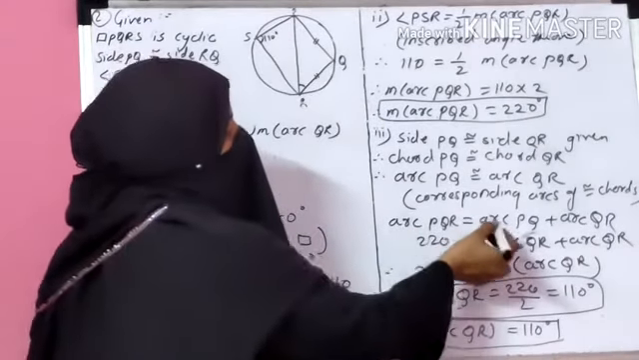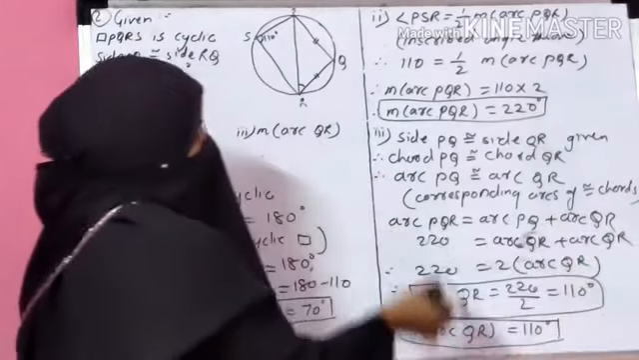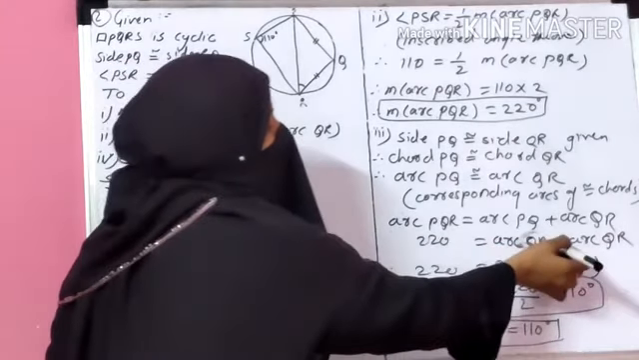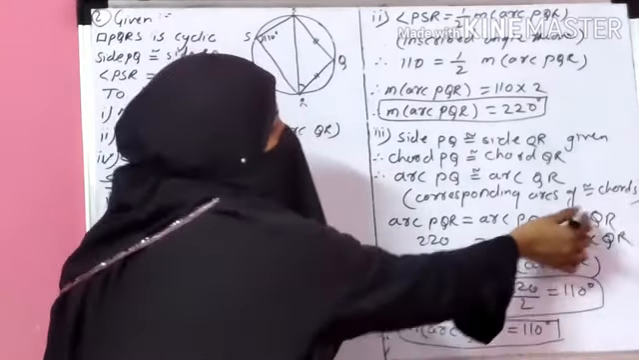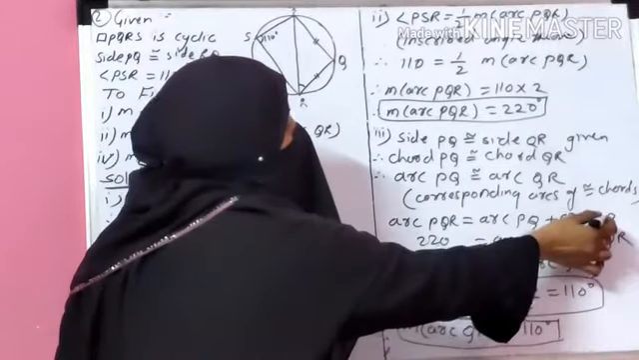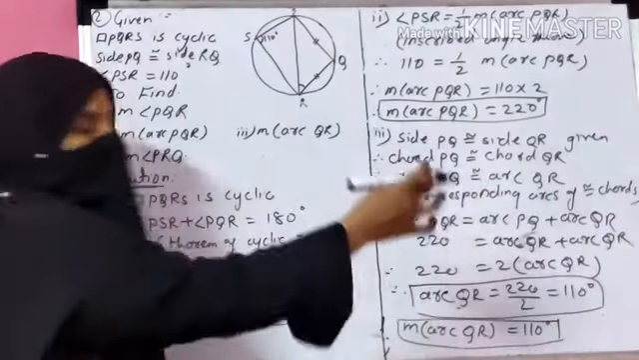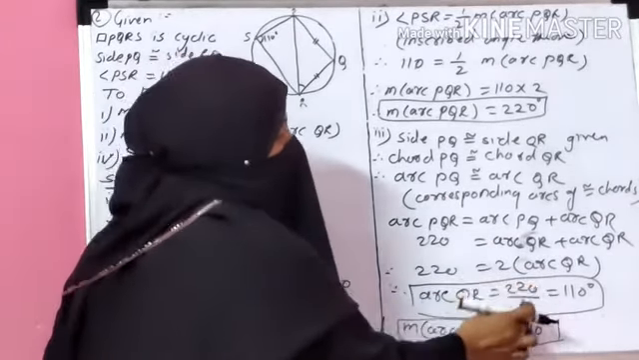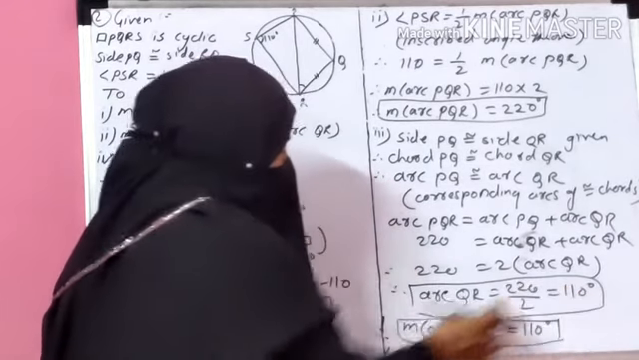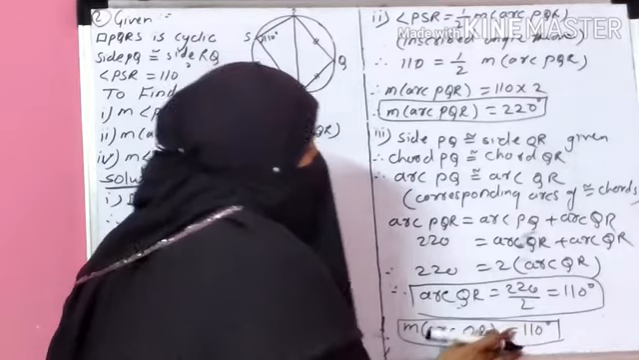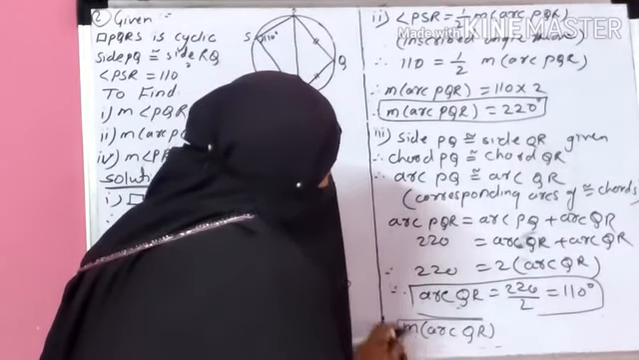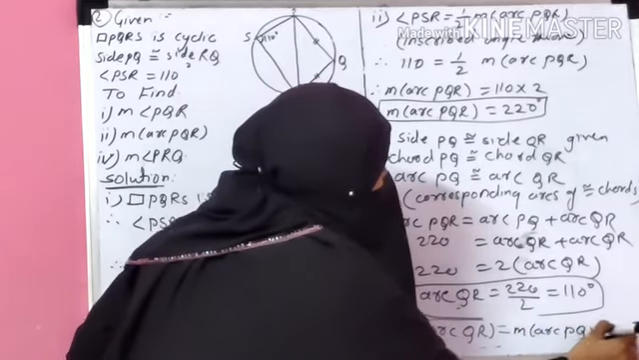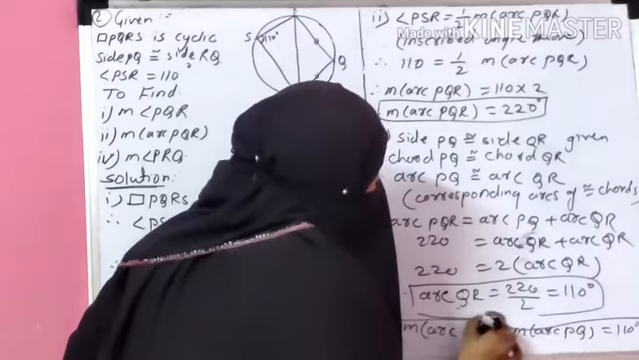So arc PQR is nothing but arc PQ plus arc QR. Arc PQR value you get here is 220 degrees. So 220 is equal to arc PQ plus arc QR. In place of PQ, you can write QR because both arcs are congruent. So 2 times arc QR is equal to 220. So arc QR is equal to 220 divided by 2, that means 110 degrees. So measure of arc QR is 110 degrees, or you can write measure of arc QR equal to measure of arc PQ, both are equal to 110 degrees because both the arcs are equal in measure.